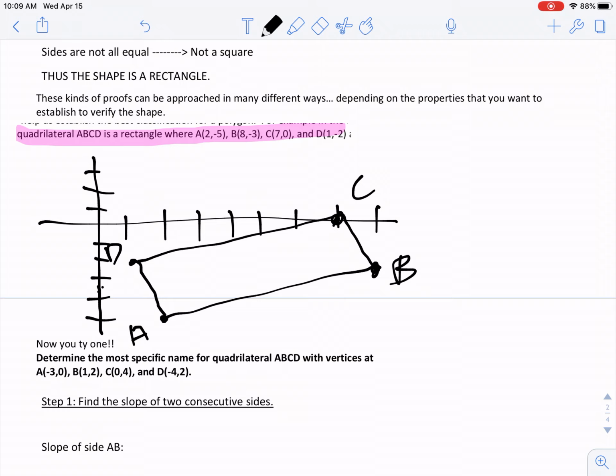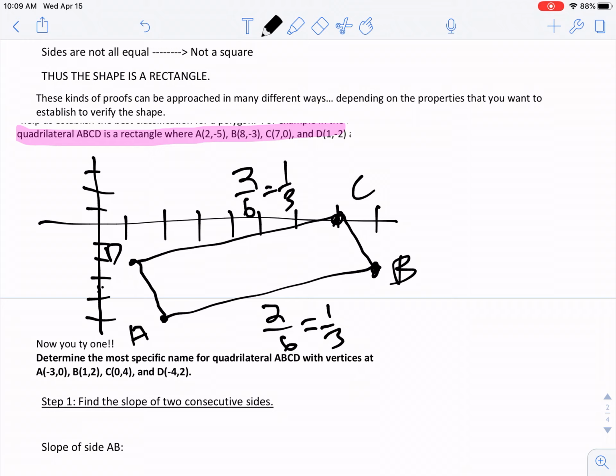So from A to B, I've gone up 1, 2, over 1, 2, 3, 4, 5, 6. So that's up 2 over 6, or up 1 over 3. If I check D to C, up 1, 2, over 1, 2, 3, 4, 5, 6. All right, so those sides are parallel.